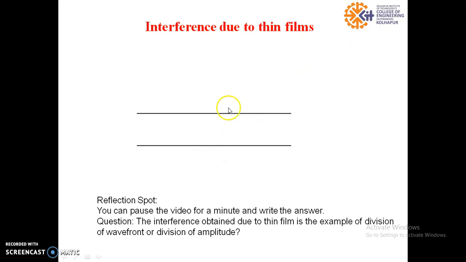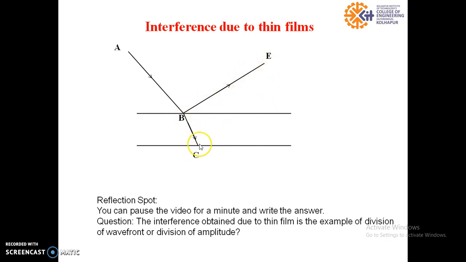Now suppose this is a thin film with thickness of course less than 1 micrometer. This is the top surface of thin film. This is the bottom surface of thin film. Now when light ray is incident on this thin film, we know when the light ray is incident on any medium, it gets partially reflected and partially refracted. Same happens here. AB is the incident ray. It gets refracted along BC in the thin film and reflected along BE.